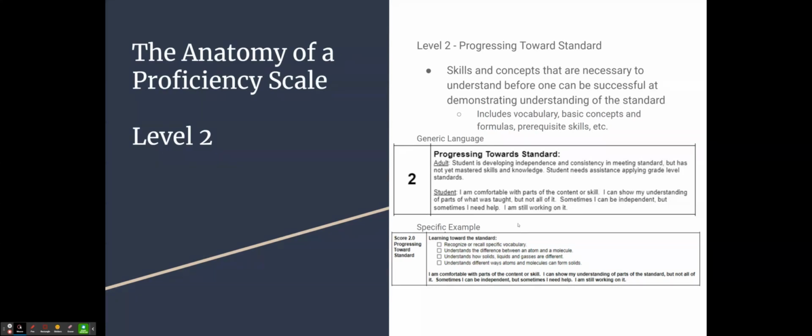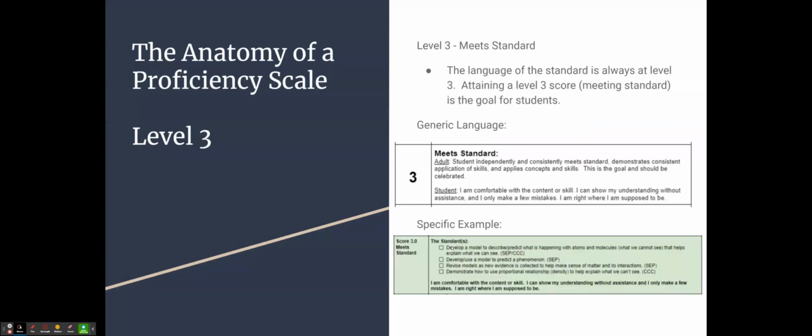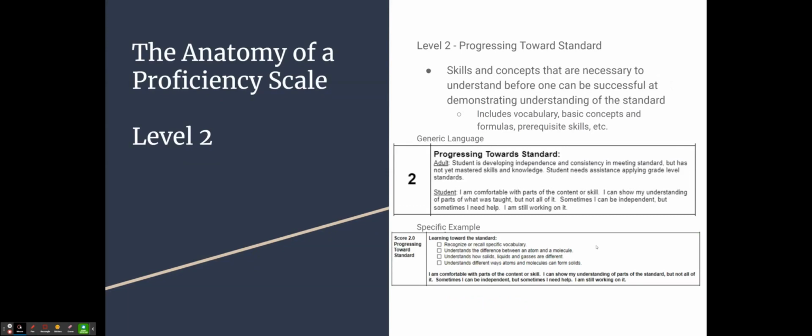When we look at a specific proficiency scale, here is the level 2 for the one we just saw. So what is it? What goes at a level 2, and how do I know if I'm at a level 2? The things that I need to be able to do are basically recognize or recall specific vocabulary. So for example, I'm going to go back to the 3. You notice on the 3, it talks about develop a model to describe or predict what happens with atoms and molecules. Well, we're not going to be able to do that high level thinking if we don't even know what an atom or a molecule is. So knowing the vocabulary is at level 2.